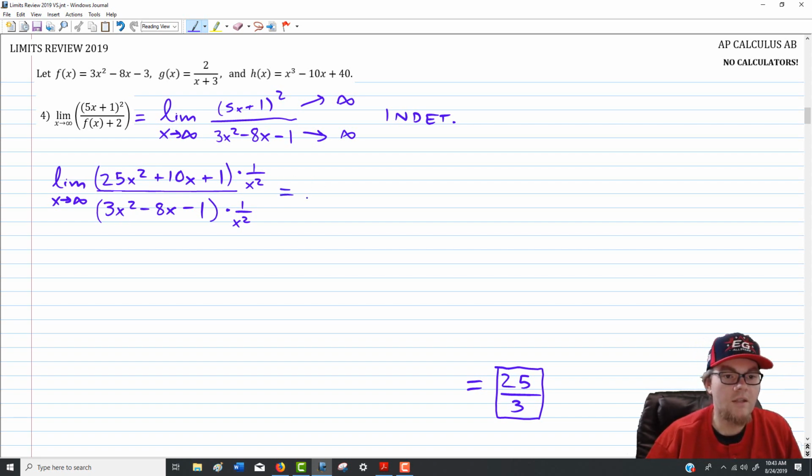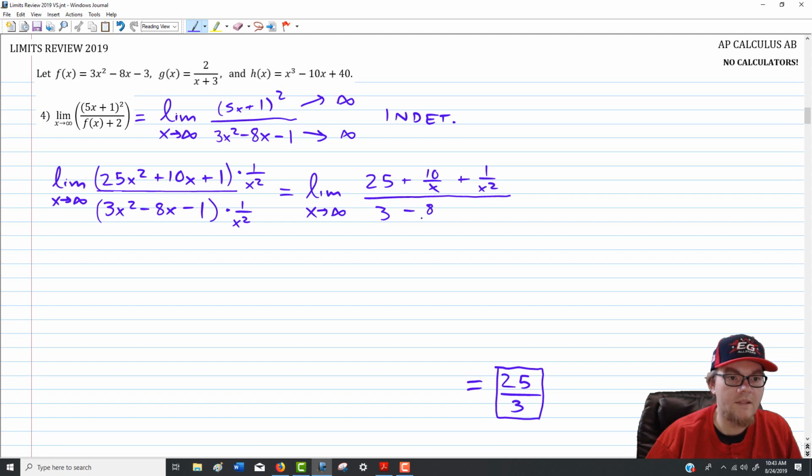So with that in place and distributing it all through, what we'll end up with here is a numerator of 25 plus 10 over x plus 1 over x squared. Our denominator is going to be 3 minus 8 over x minus 1 over x squared. Now when we direct sub with infinity, then our numerator will be 25 plus 10 over infinity plus 1 over infinity squared, which we know is infinity.